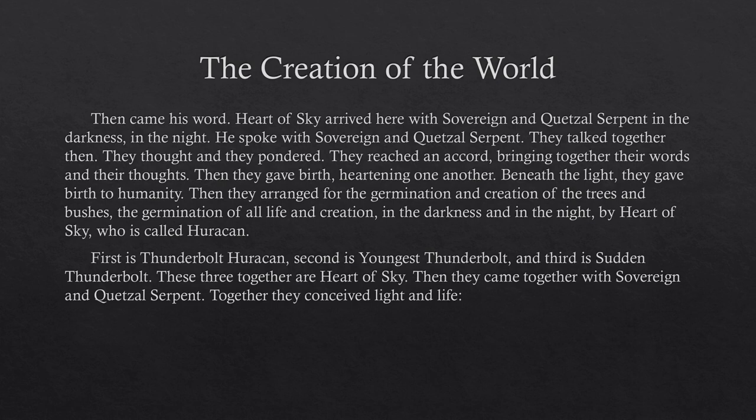Then they gave birth, heartening one another. Beneath the light, they gave birth to humanity. Then they arranged for the germination and creation of the trees and bushes, the germination of all life and creation, in the darkness and in the night, by Heart of Sky, who is called Hurricane. First is Thunderbolt Hurricane. Second is Youngest Thunderbolt. Third is Sudden Thunderbolt. These three together are Heart of Sky. Then they came together with Sovereign and Quetzal Serpent. Together they conceived light and life.